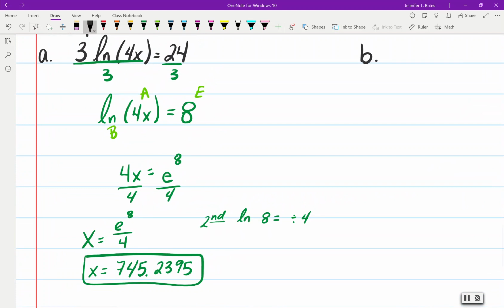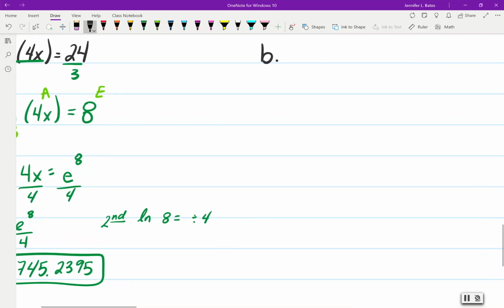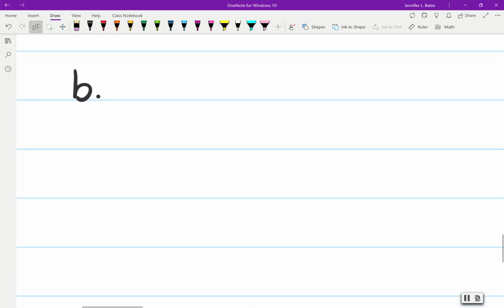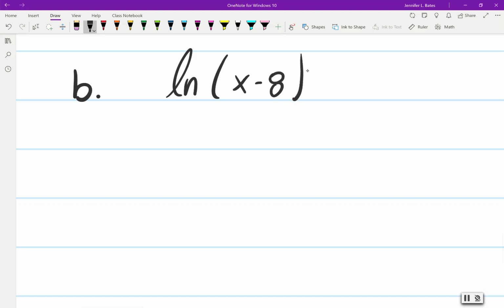All right, let's do another one. This will be our last problem for this set of notes. We'll call this example 6. We're given the natural log of x minus 8 to the 4th power is equal to 4.